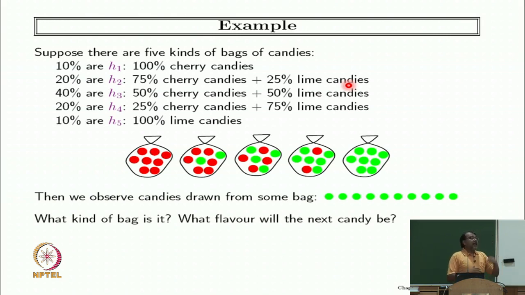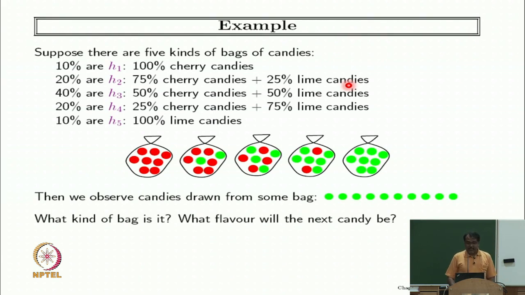Now, I give you a bag and you start to draw out candies and you say, oh, green, oh, another green, oh, another green. I give you 10 greens. The question that you ask is, what kind of bag is it? And what flavor will be the next candy? Okay, this is my question.